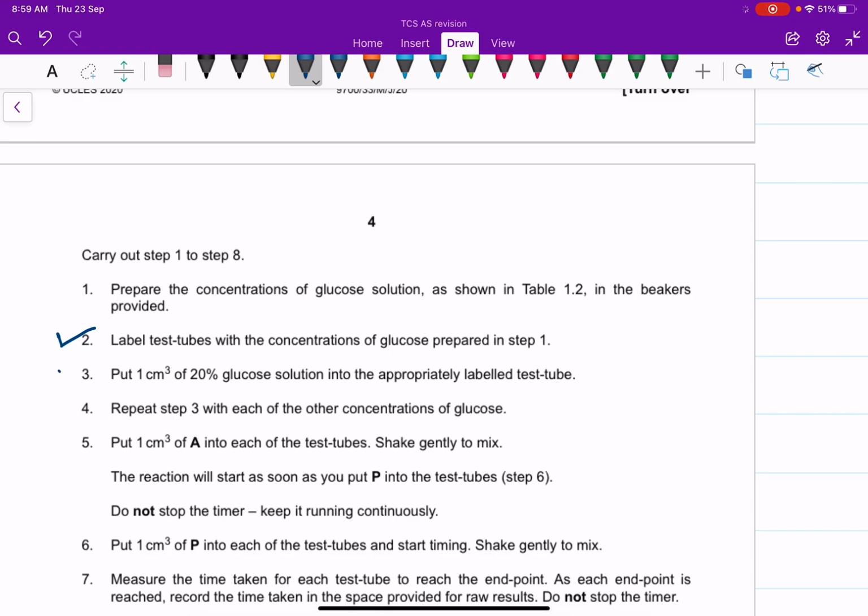So, second point, with this syringe, take 1 cm cube of 20% glucose. 20% glucose is G, so you have to take 1 cm cube. Try taking the syringe that has the least error, or the smaller syringe, to measure 1 cm cube.